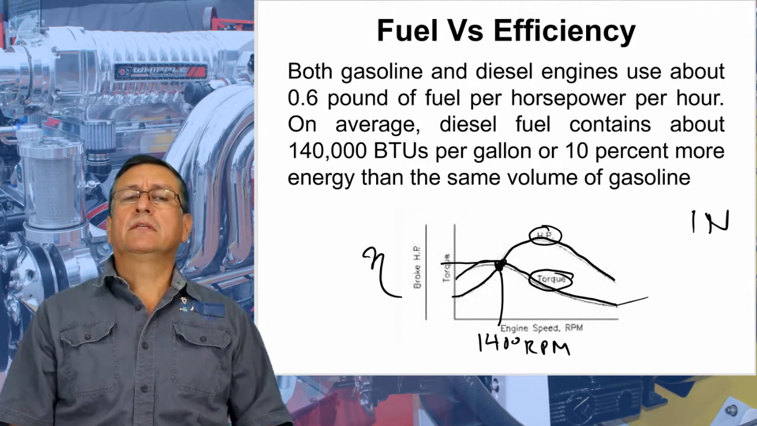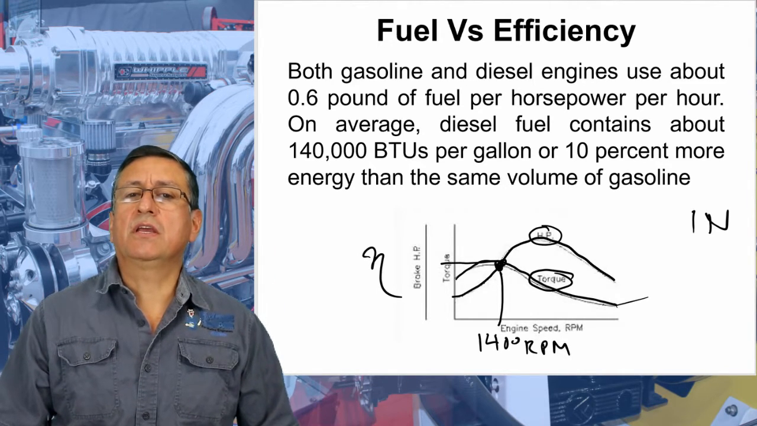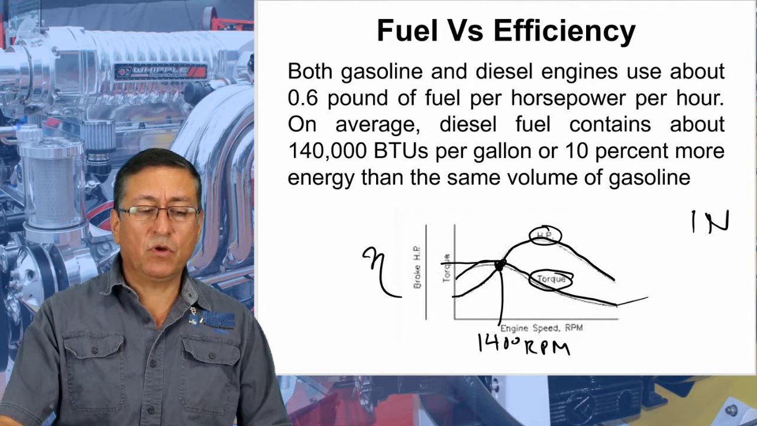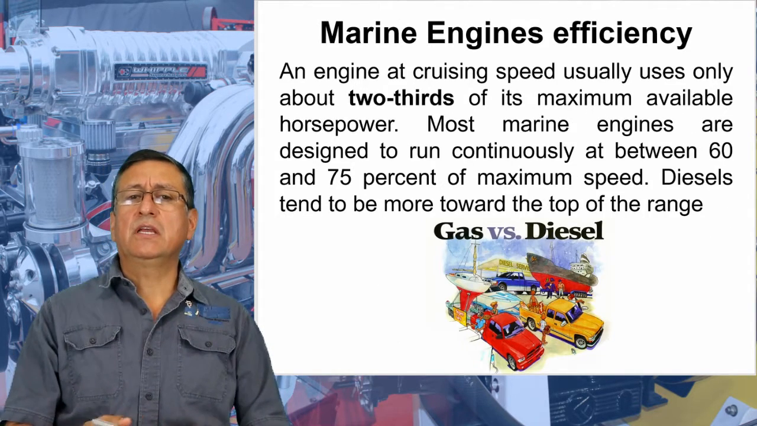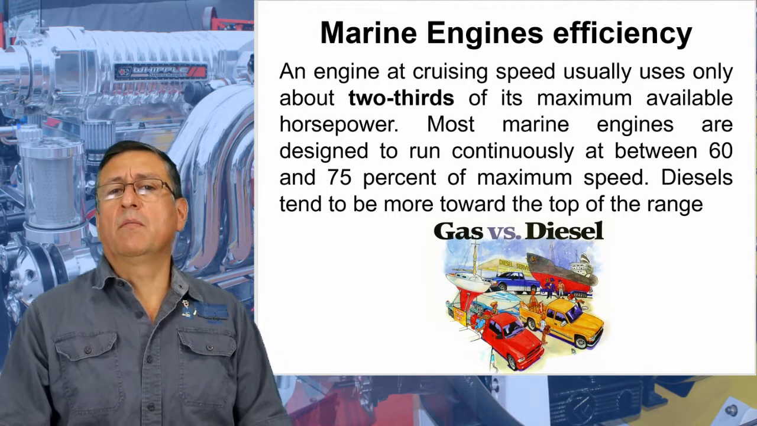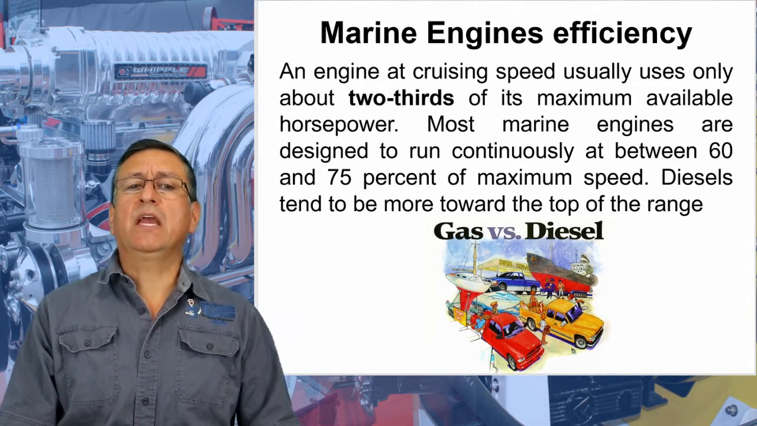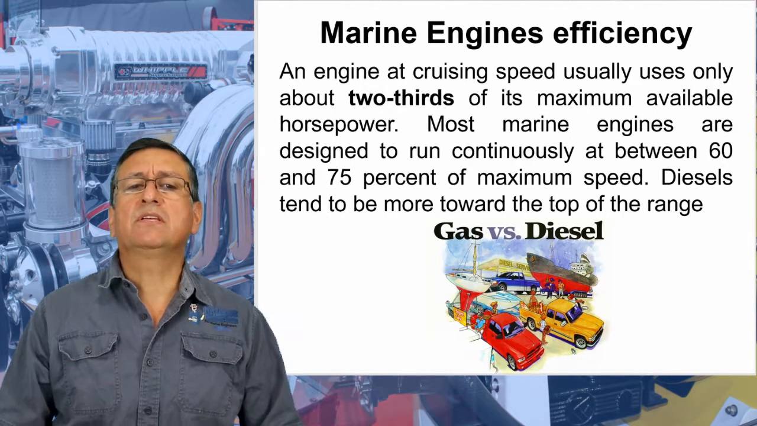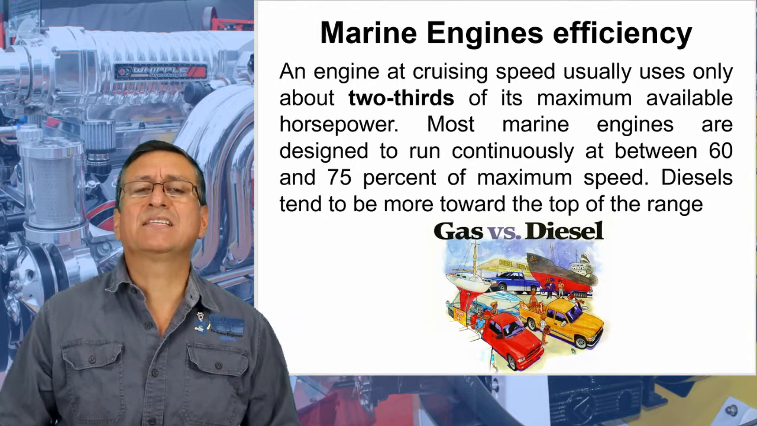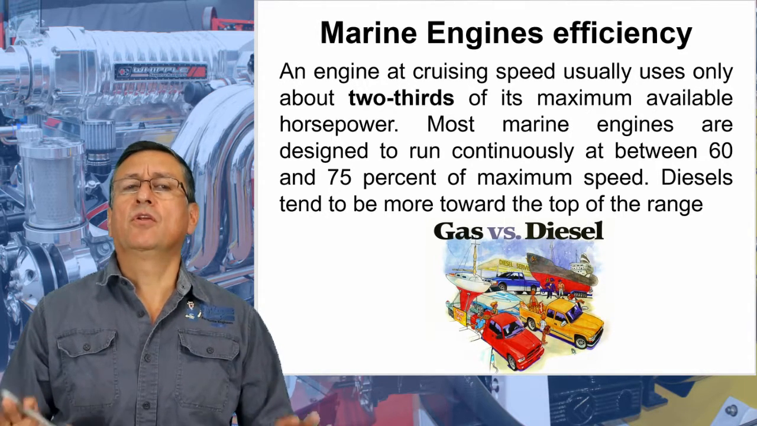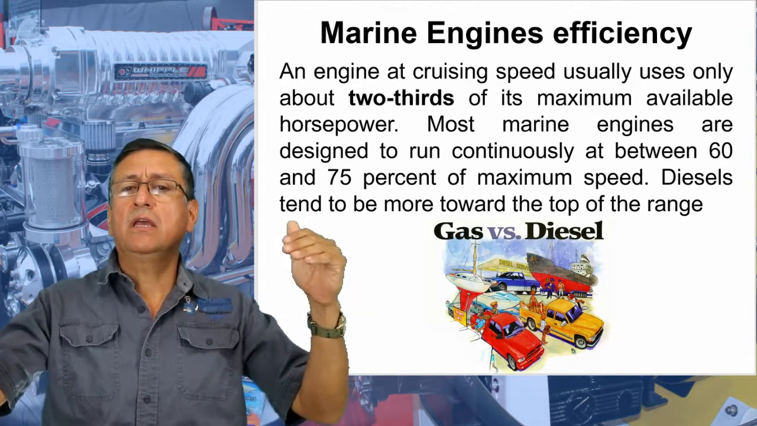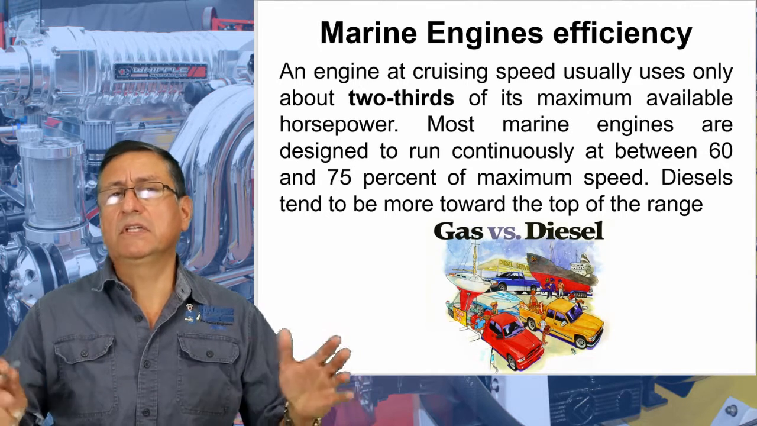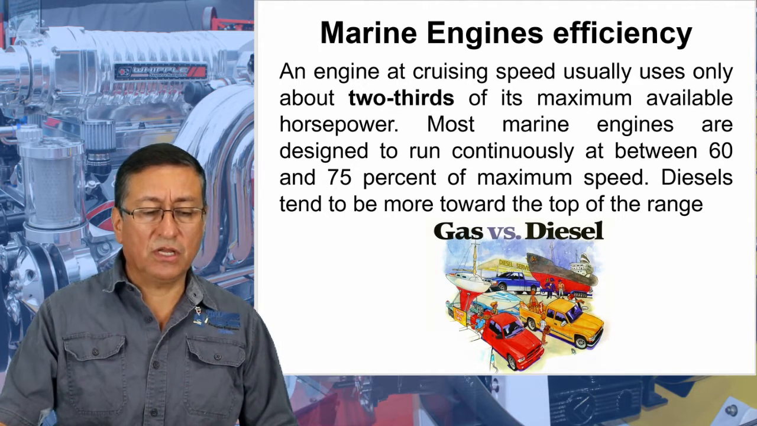This is the point where the majority of the inboard engines produce the maximum efficiency. In general terms, the majority of marine engines are designed to run continuously between 60 and 75% of the maximum speed. Normally those engines are running between 60 and 70% of the maximum speed. They are designed to run at this point.